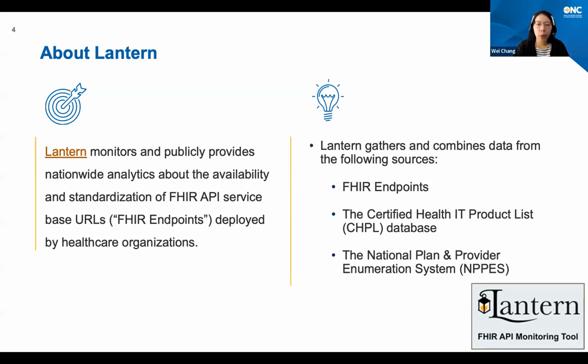And to do that, Lantern really gathers data from a few different sources. So one of these sources are FHIR endpoints that are discovered in publicly available endpoint lists. Lantern pulls also from ONC's Certified Health IT Product List, or CHPL, database for product and vendor information. And Lantern also gathers data from the National Plan and Provider Enumeration System, or NPPES, for provider organization information. Next slide, please.